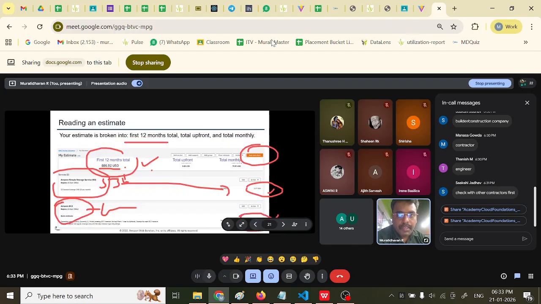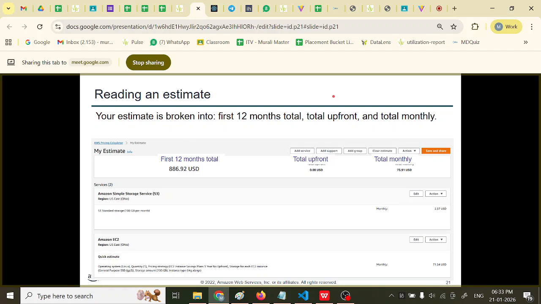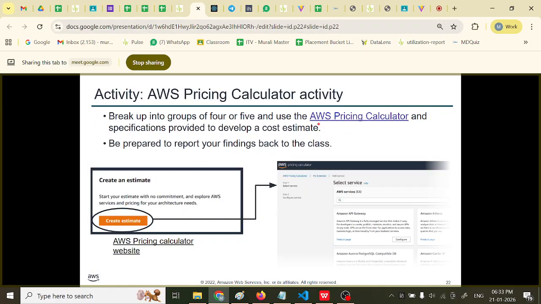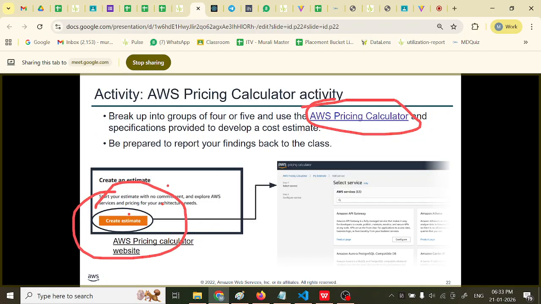So how to create this estimate, we will see. This is your first lab, called your operation lab. I'll tell you how to do all these things. First, what we have to do is type AWS pricing calculator in Google, and type create estimate. Then you will be able to go for that.